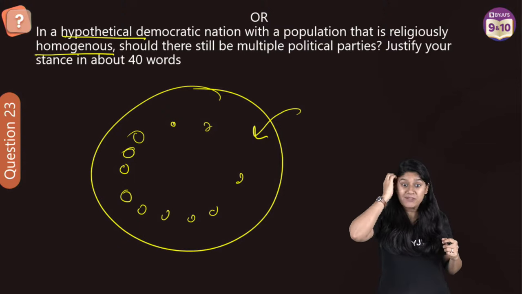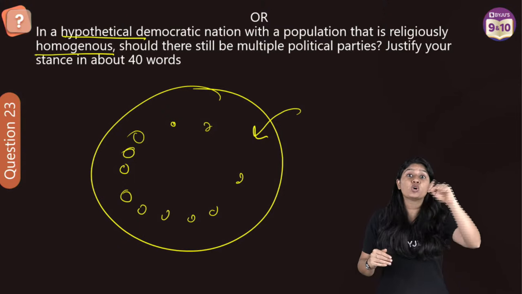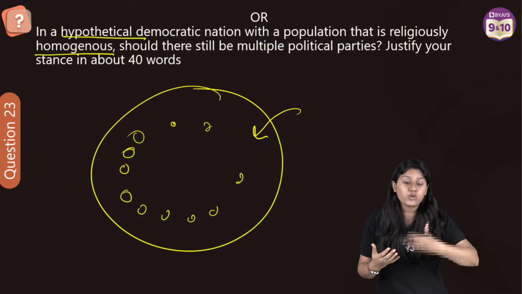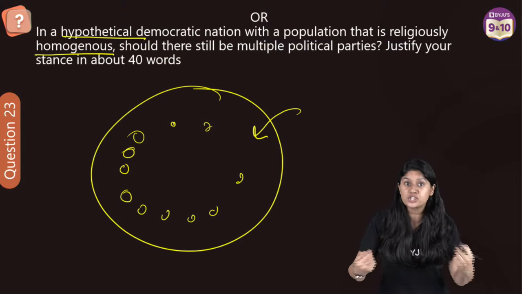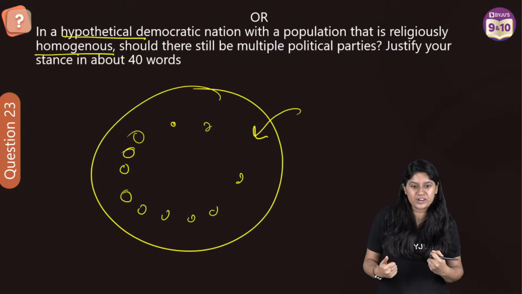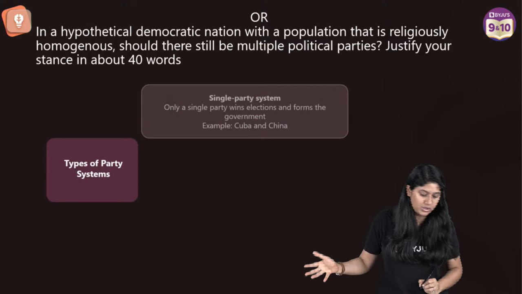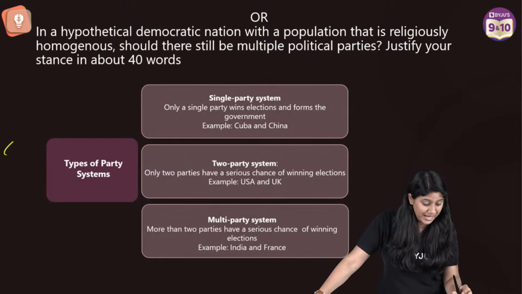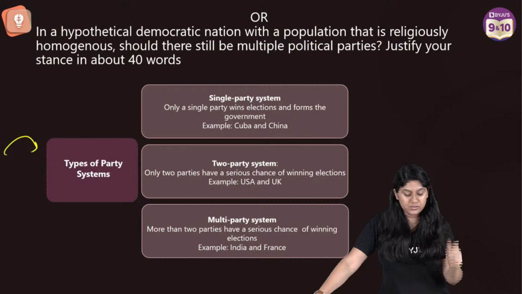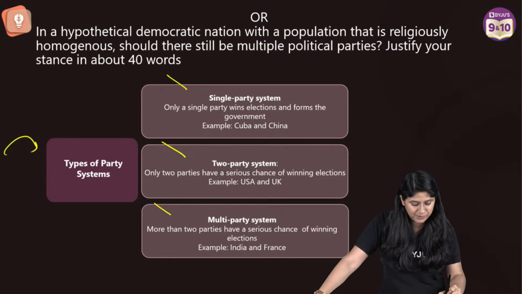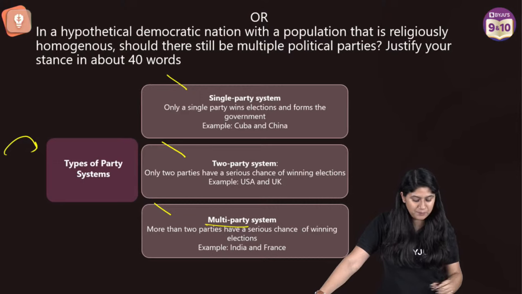Think about it everyone, we have more options, right? We have more parties, people have to perform, we have more options to choose from, we have a greater, larger diversity of individuals who are standing in the election, right? So here everyone, we can write our answer in such a way. We have these three important points. But before that, you know that we have different party systems altogether. We have single party system, two party system and multi-party system. We have so many parties in our country. In our country, we have a multi-party system.